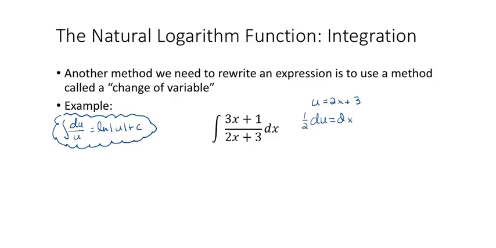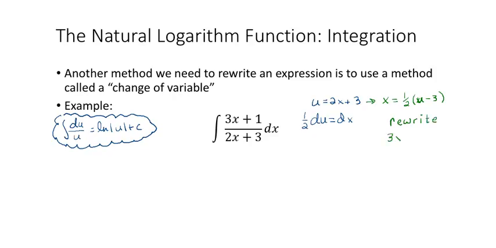Well, the answer, of course, is to rewrite our expression, and we're going to use a change of variable to do it. We start with the fact that u is equal to 2x plus 3, and if we solve for x in terms of u, so solving for x gives us x equals 1/2 of the quantity u minus 3, and so what we're going to do is we're going to rewrite our expression. We're going to rewrite 3x plus 1 using that.